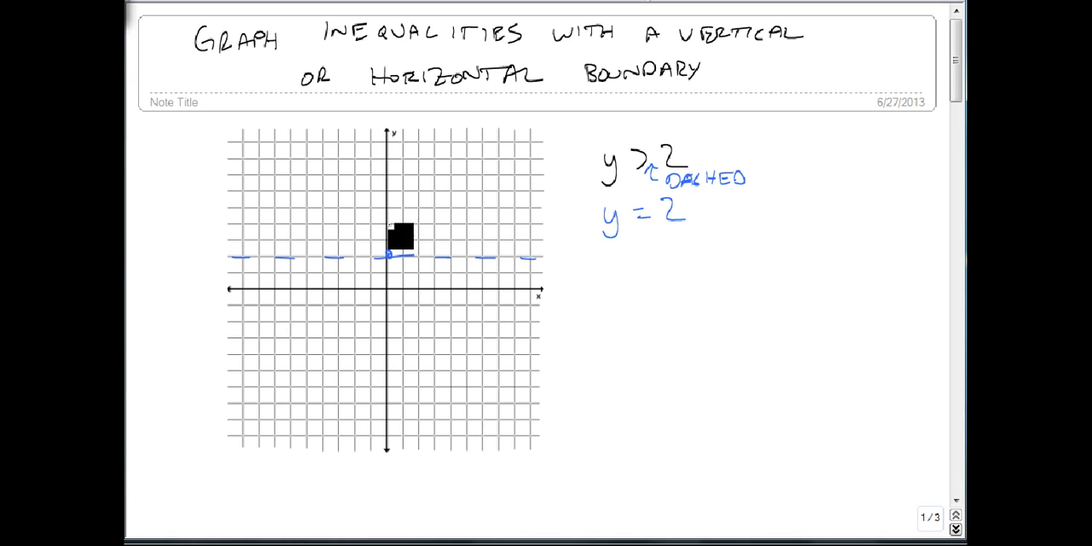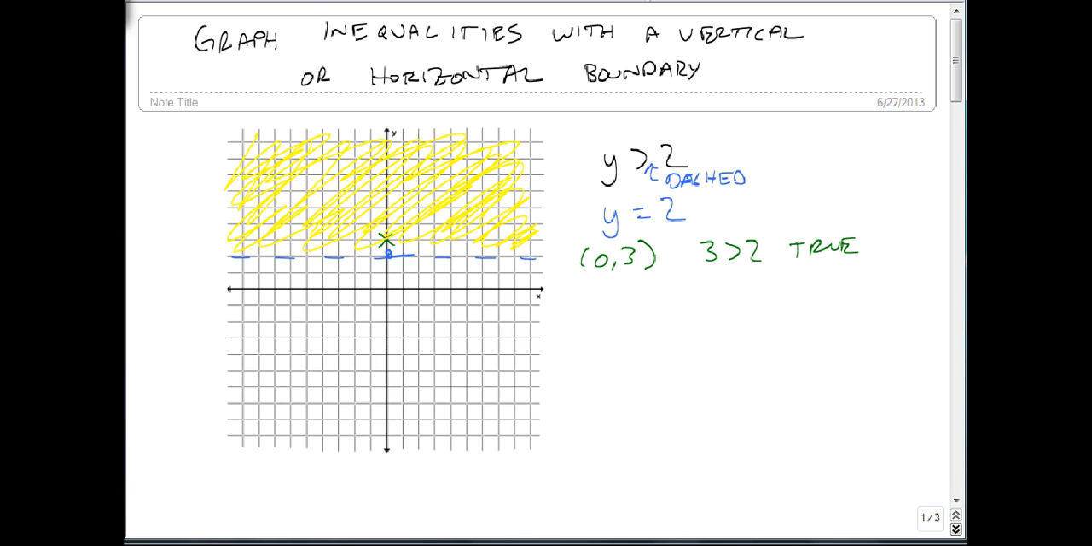And then we pick a point. I'm going to pick this one. I'm going to pick 0, 3. Any point would work, and I plug that in, and I get 3 is greater than 2, which is true. So I shade the side of the line that has that, which is this upper portion. So here I shade it in, and I'm done with the problem.